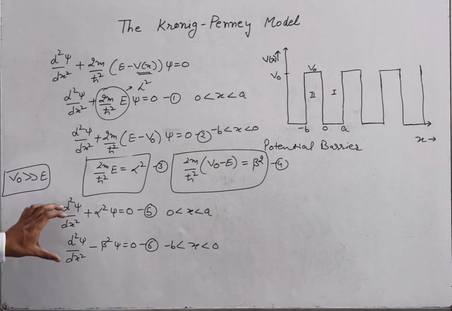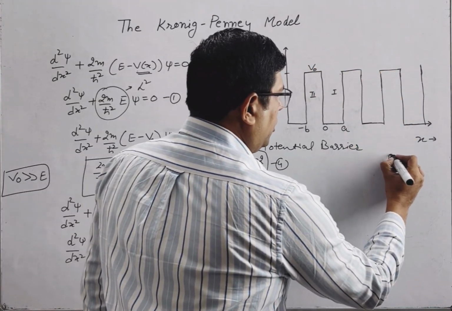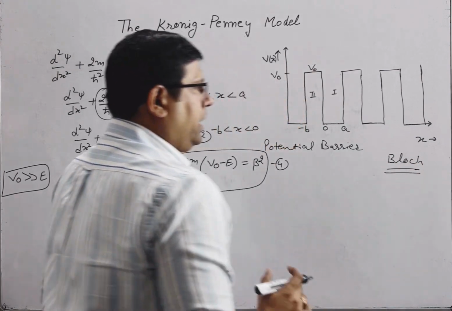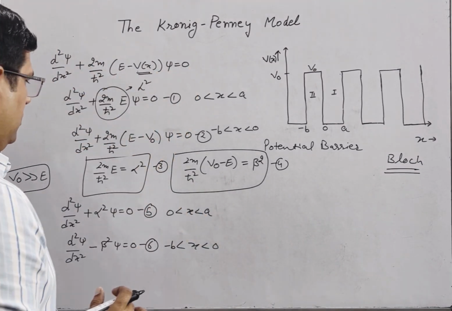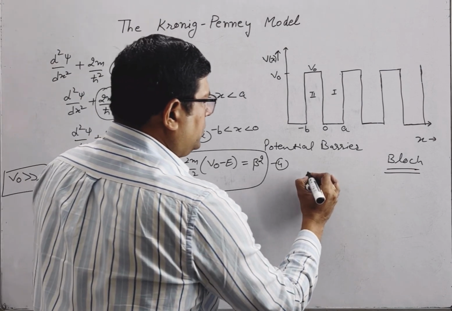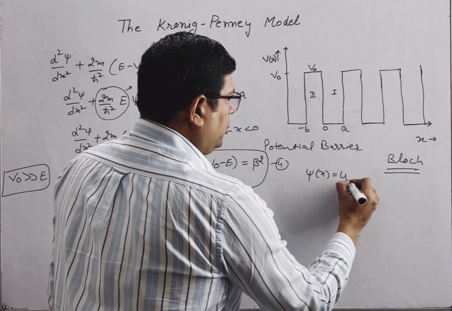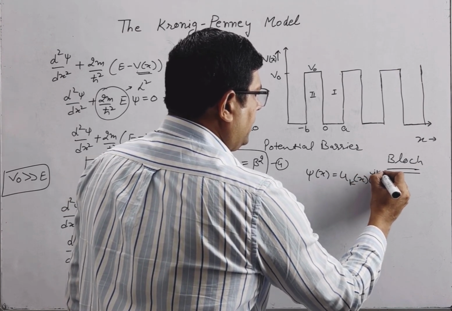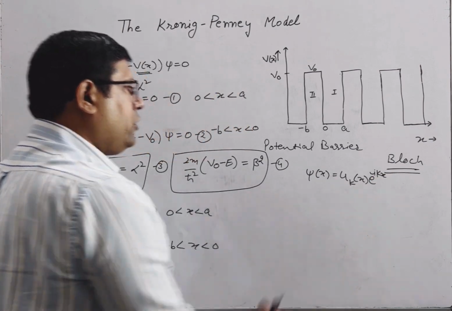Okay, now we know these are periodic potentials, and for periodic potential, F. Bloch gave a particular solution to this differential equation. Okay, and he assumed the solution as psi(x) equal to u_k(x) into e raised to power iota kx. Here u_k(x) is also a periodic function.